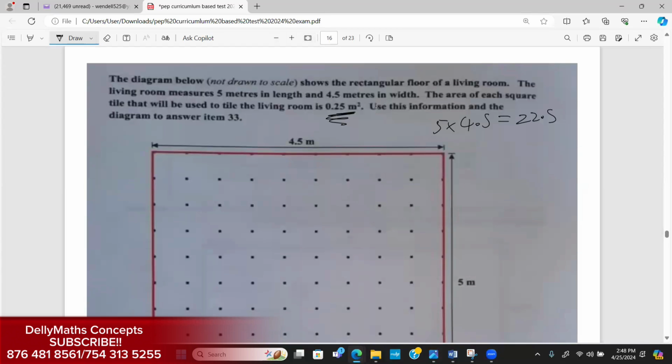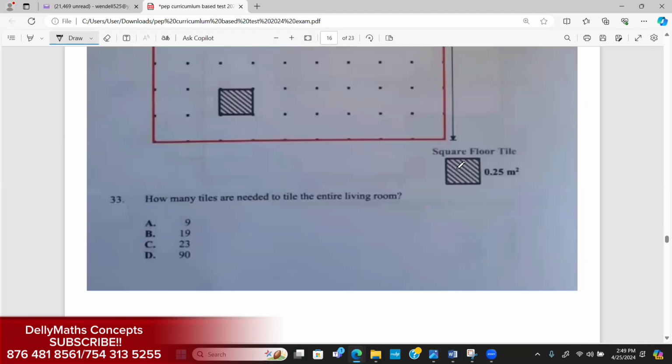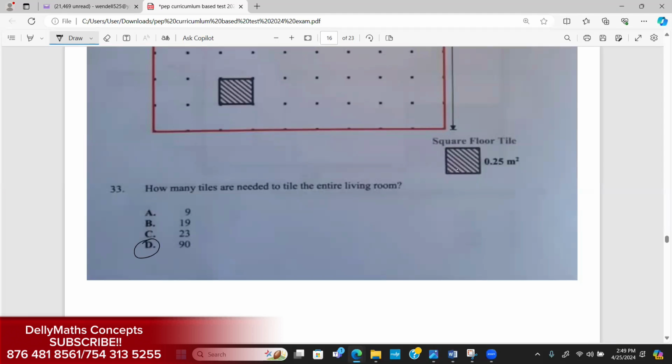So if I divide this by a quarter, you do know that when you divide by a quarter, it means to multiply by 4. Divide by a quarter means to multiply by the reciprocal. So 22.5 times 4, that's 90. So we need 90. The answer is 90. Yes, it's there. So this is the answer.